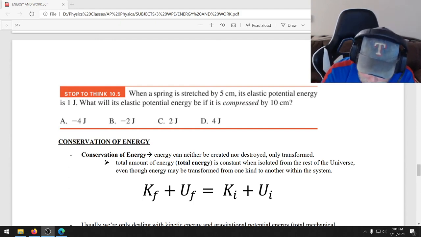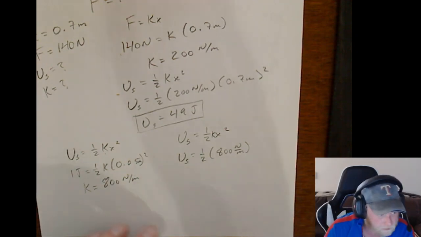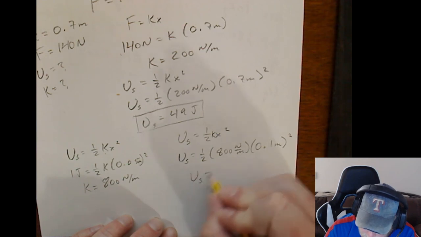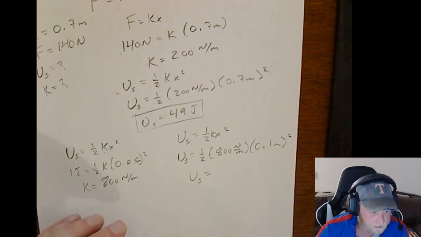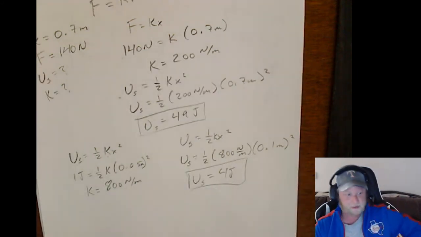So we've got that same spring being compressed by 10 centimeters now, and we want to know the new elastic potential energy. So 1/2, oops, there should be k there, of 800 newtons per meter, because again, that spring constant is constant for that spring, times 0.1 meter squared. So your spring potential energy comes out to 4 joules. Right, so the answer would be D.